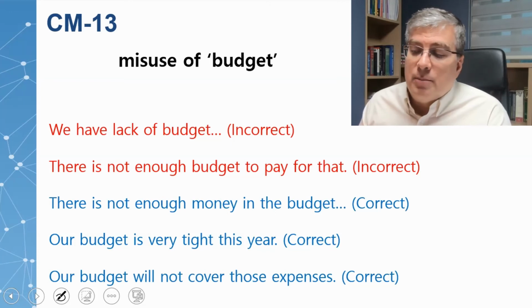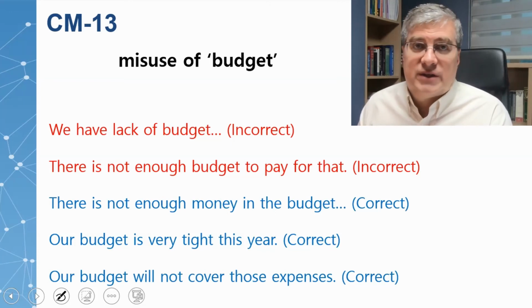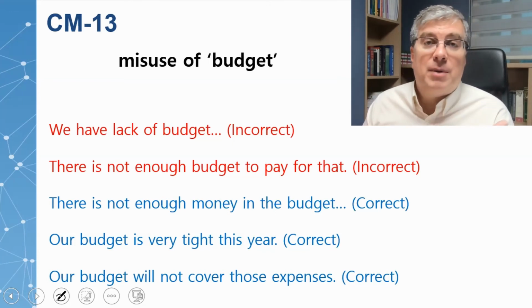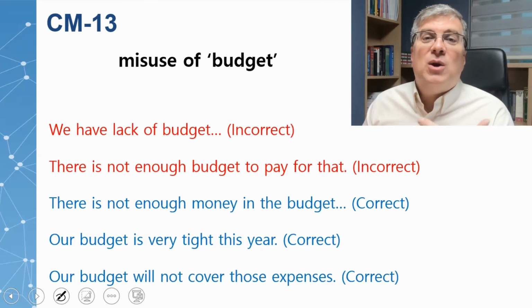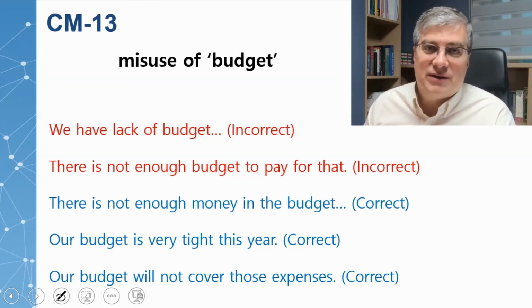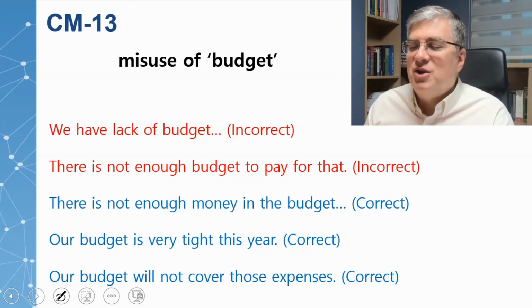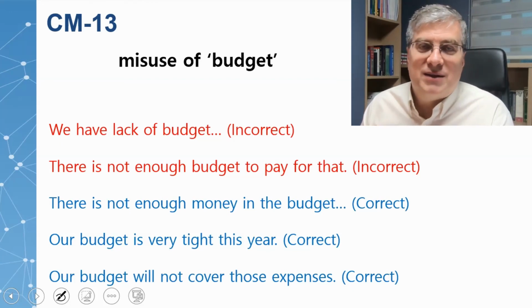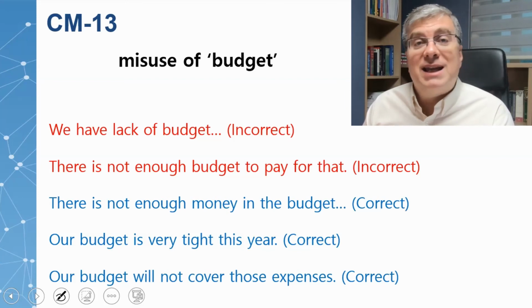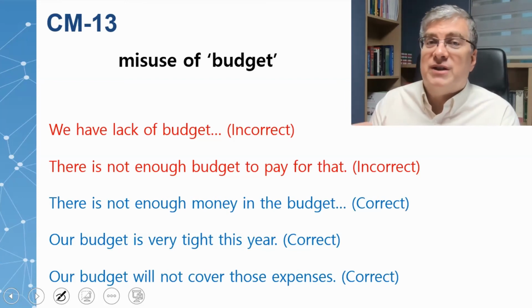Or you could say our budget will not cover those expenses. I'm sorry, my company's budget will not cover first-class airplane tickets to the conference. Too bad. Okay. Our budget will not cover those expenses. In other words, there's not enough money in the budget to pay for those expenses.